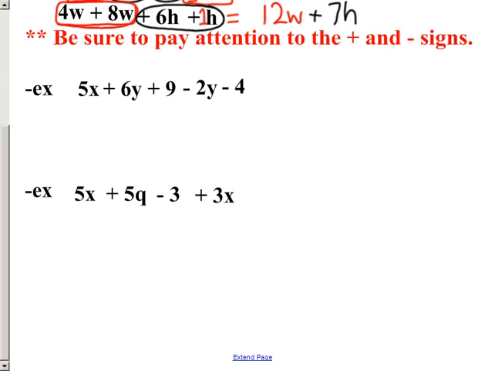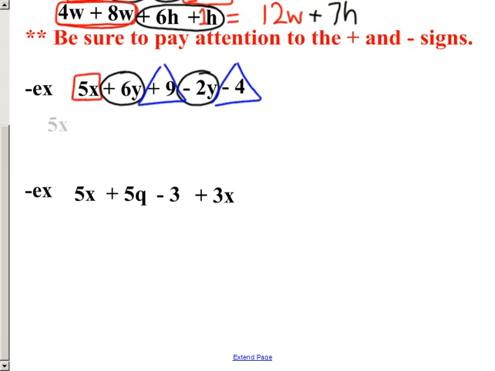You also do need to be sure, as I kind of stated, to pay attention to whether you're adding or subtracting. So when you look at this, my first term here is 5x. There are no others like the 5x. Then I have plus 6y minus 2y. And I have plus 9 minus 4. It's really important to note that the operation symbols go before the term. So your term needs to keep the operation symbol that's before it when you rewrite, when you group.